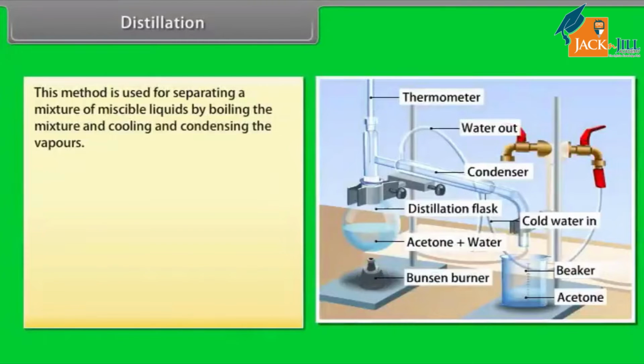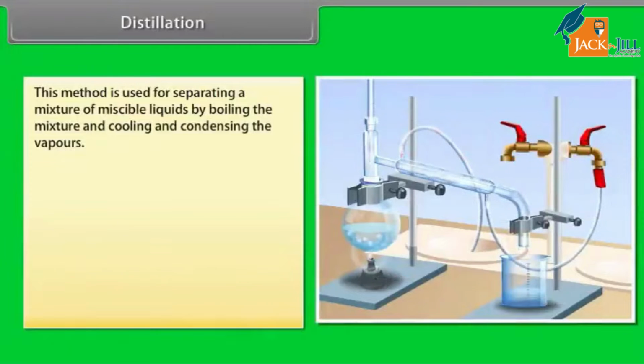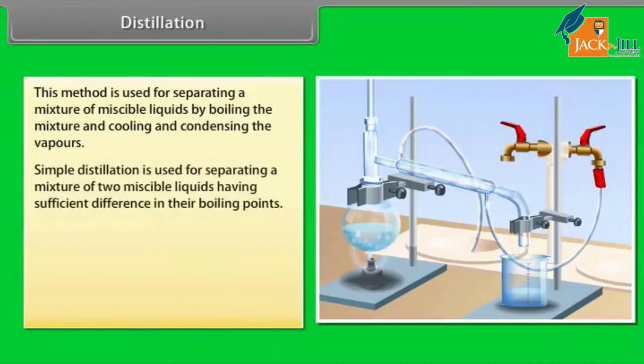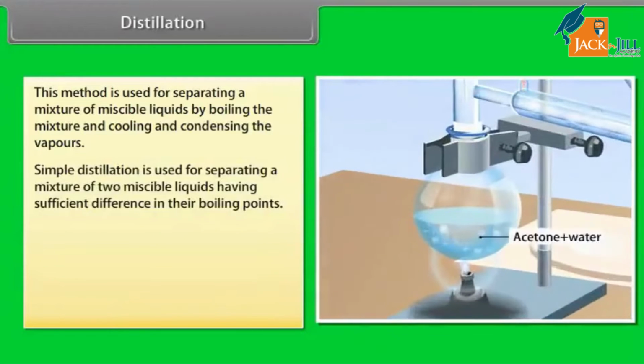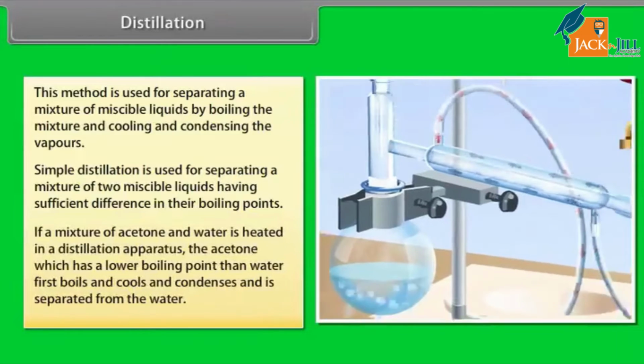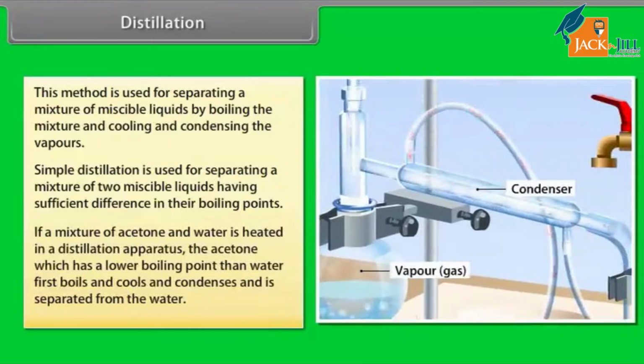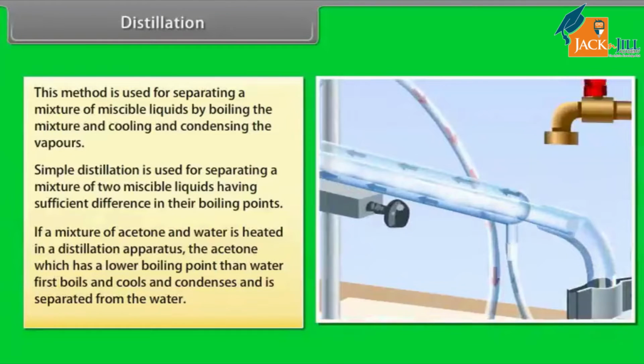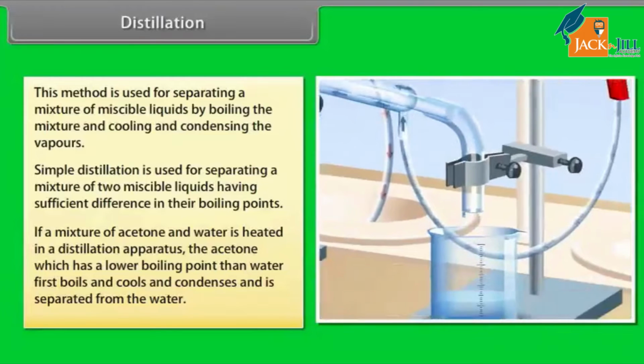Distillation. This method is used for separating a mixture of miscible liquids by boiling the mixture and cooling and condensing the vapors. Simple distillation is used for separating a mixture of two miscible liquids having sufficient difference in their boiling points. If a mixture of acetone and water is heated in a distillation apparatus, the acetone, which has a lower boiling point than water, first boils, cools and condenses, and is separated from the water.